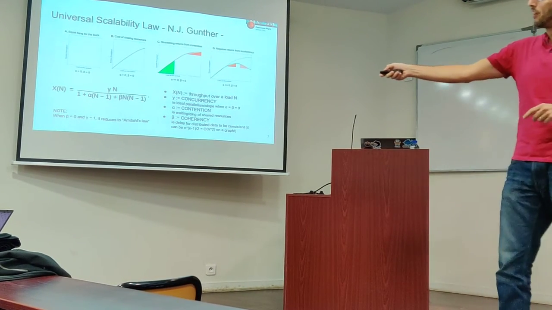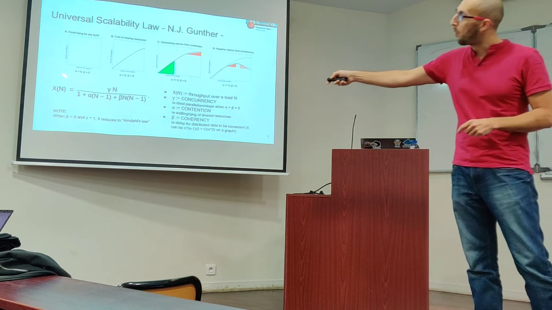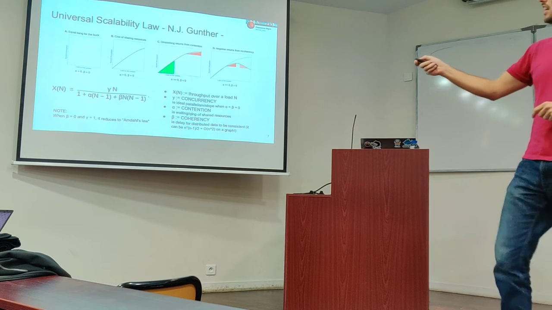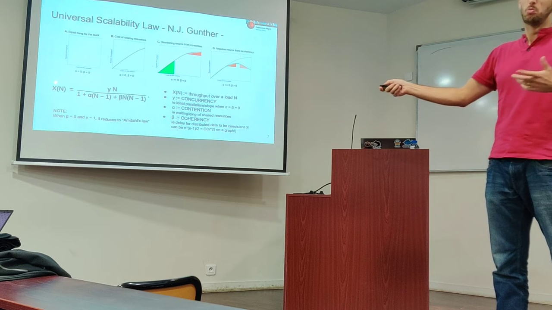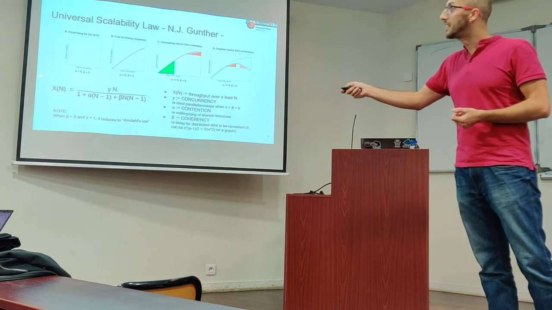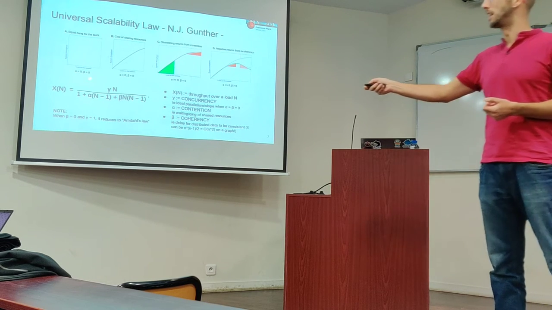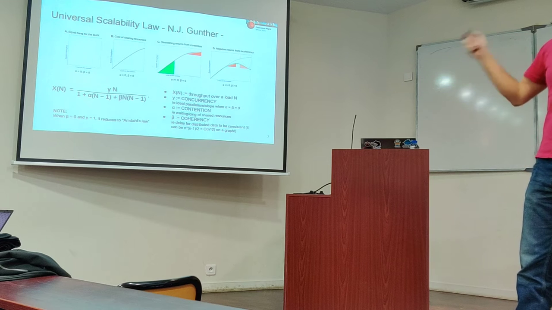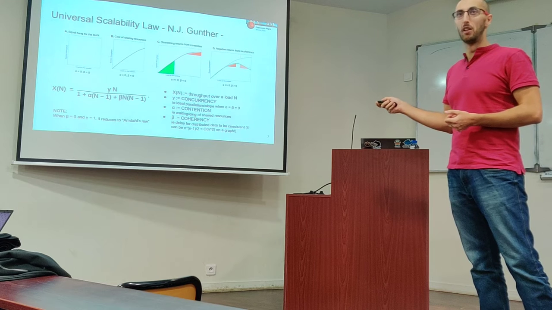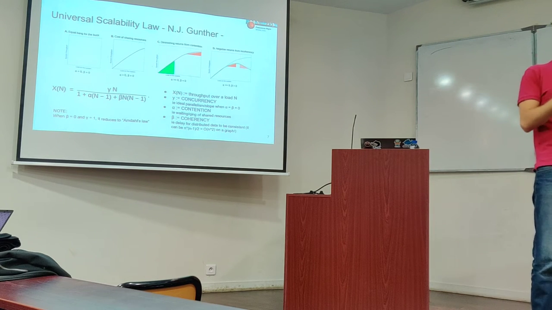In the left one, you have on the x-axis the load of the system, while on the y-axis you have the throughput. So ideally, this line is what we really want to achieve, so a linear scaling, okay? In this case, we can say that, yes, we are scaling right.